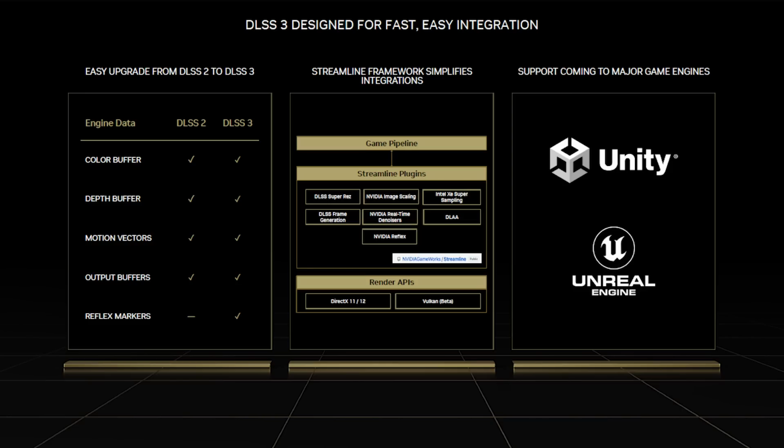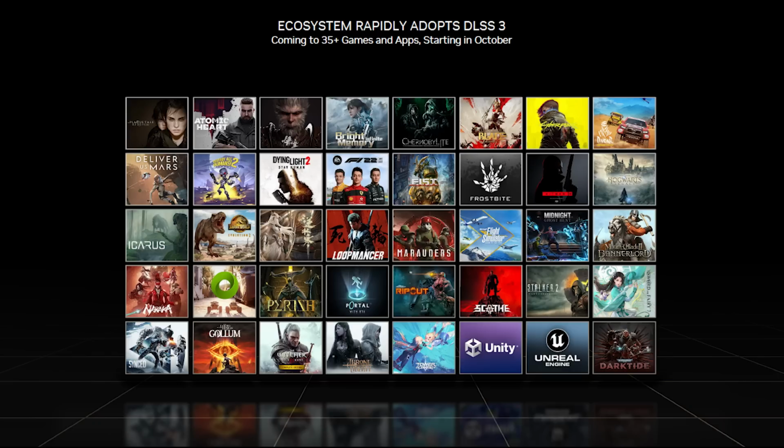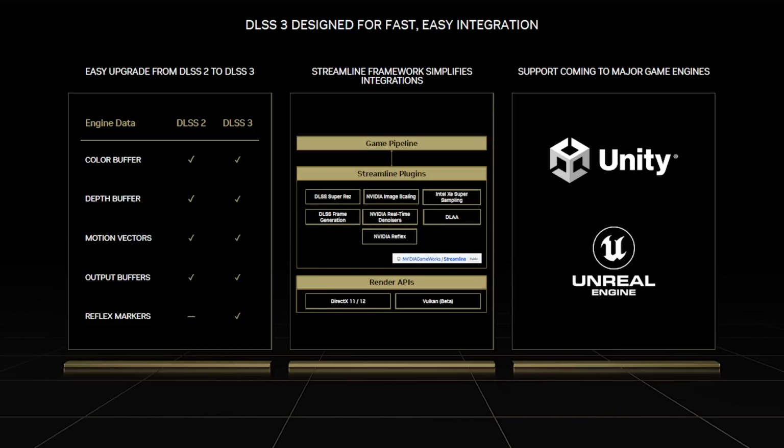Basically, it acts as kind of a plug-in solution over DLSS 2. I suspect that DLSS 2 and 3 will coexist for a lot of developers in their titles, because after all, DLSS 3 is basically an exclusive feature for RTX 40. DLSS 3 is also coming to Unity as well as Unreal Engine. Nvidia did a nice comparison on the engine data collected and required for both DLSS 2 and 3 for developers.